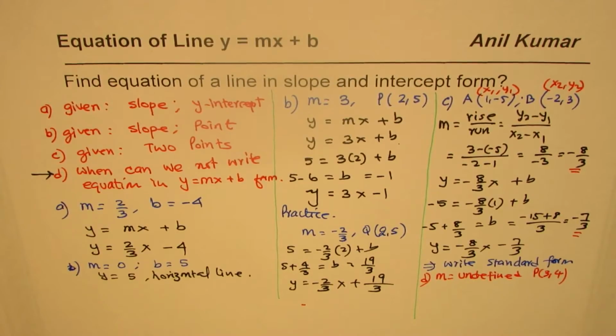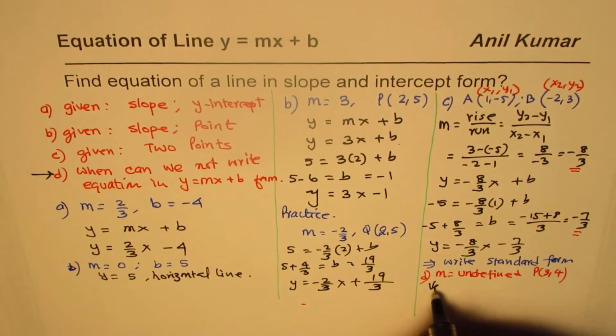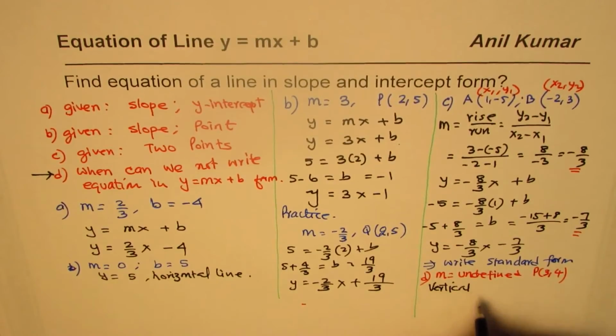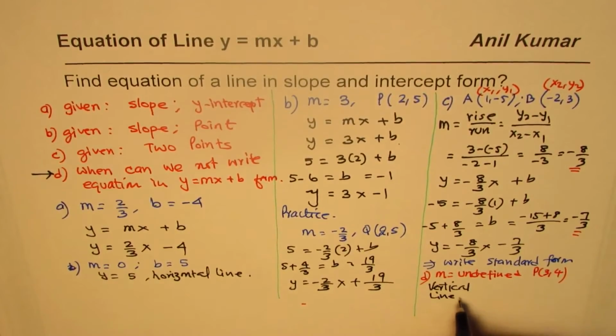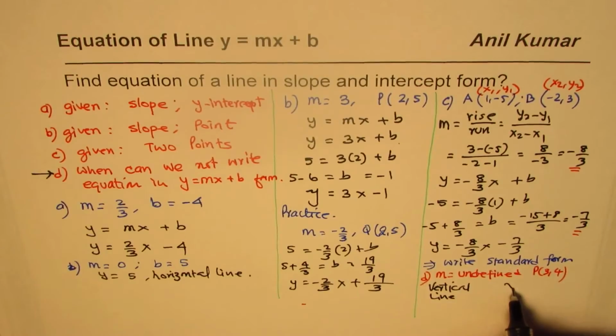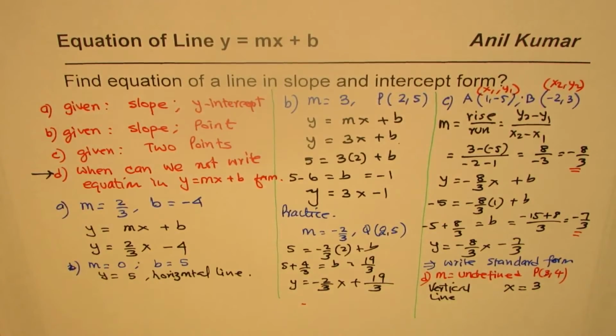This is the case when we have a vertical line, right? This is a vertical line. So for a vertical line, m is undefined. And what is the equation? The x value. So x equals 3 becomes the equation of the line. That is the solution. Clearly, this is not slope-intercept form, correct?